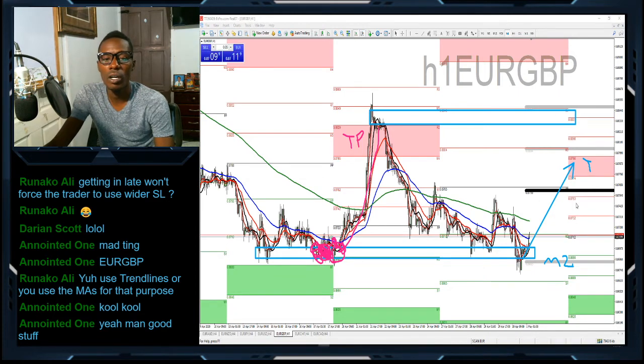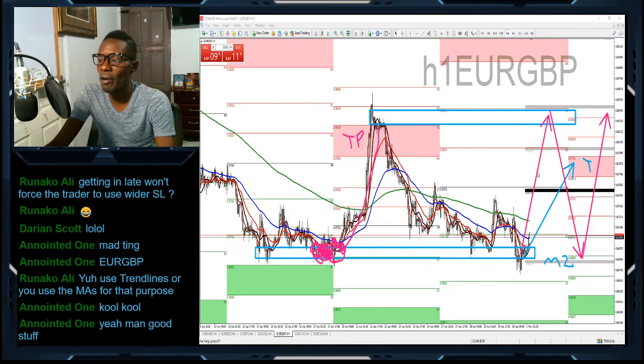Let me use my drawing tool. Chances are it might go up again, right? And it might go down again, and it might go up again, right? And we can just treat this as a range forever and ever until it breaks out, right? Cool. So that takes care of the euro pound.